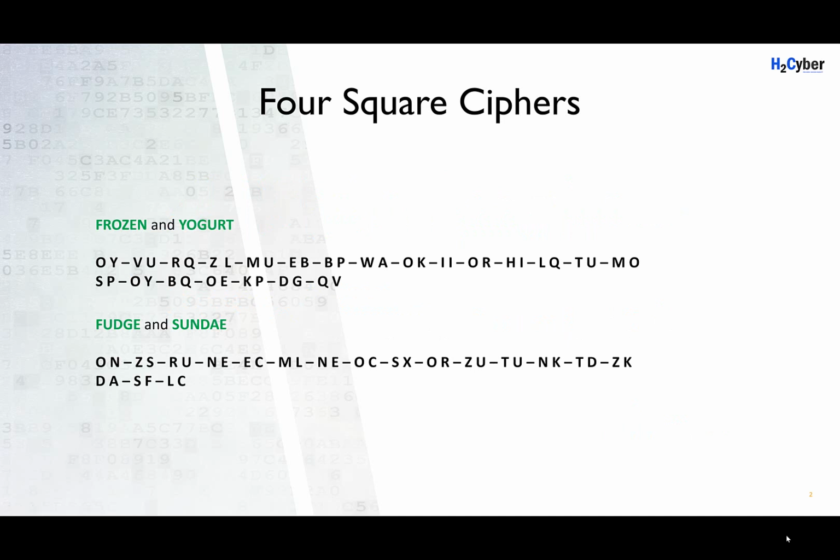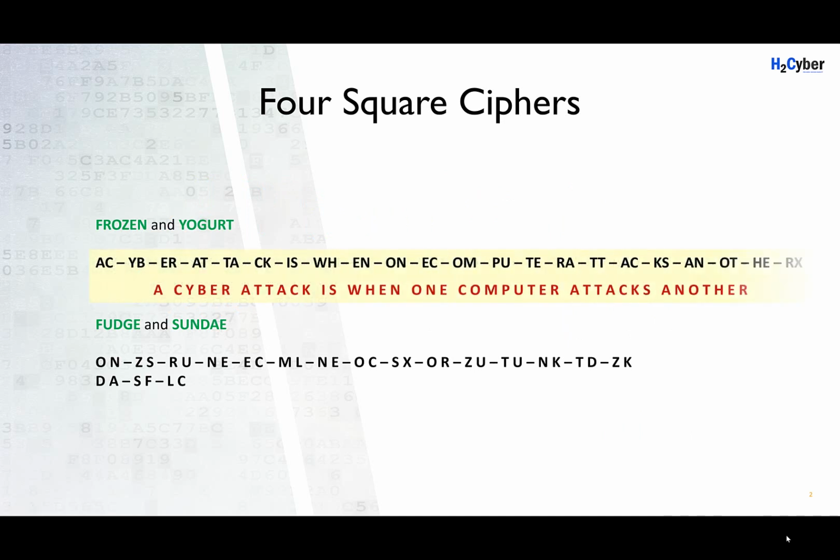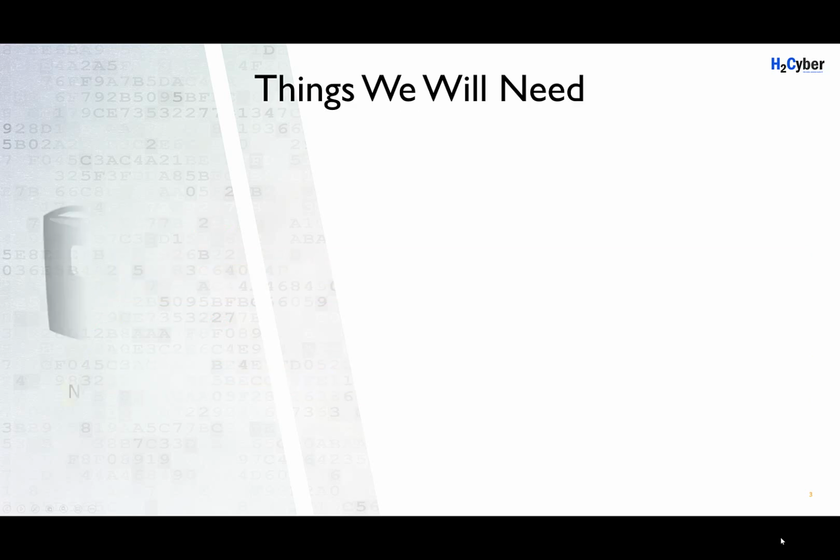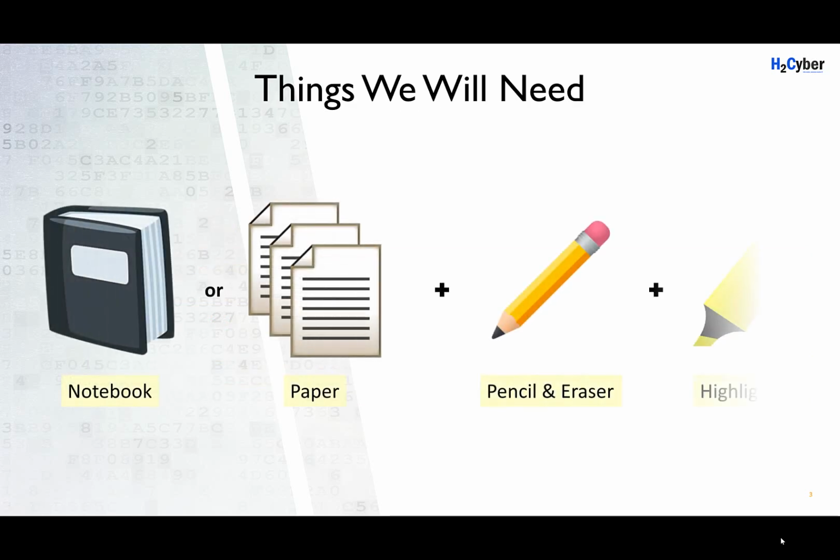Now, let's take a look at our bonus message answers. The 4 square answers were: a cyber attack is when one computer attacks another, and never click on links you are not expecting. As with our previous videos, we're going to need some supplies: a notebook or some paper, a pencil with an eraser, and a highlighter. You can use the highlighter today to find the letters within the table that we're going to create.